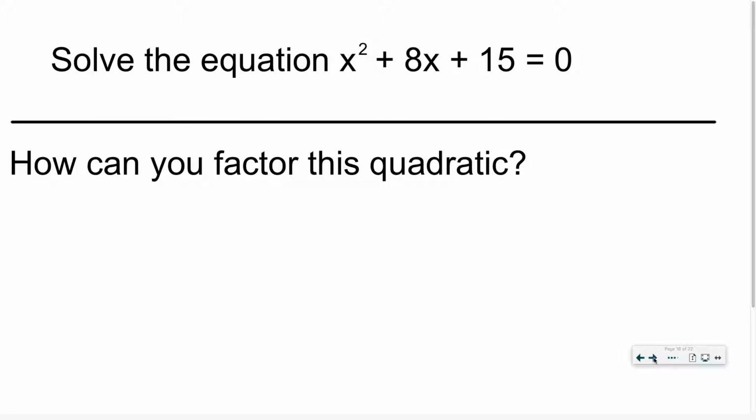Who remembers how to factor that? 15. Okay, we can multiply 15 times 1. Now what? And then find the factors of it that add up to the middle term. Factors of 15, good, that add up to 8. Okay, 3 and 5, and then what can we do with those? And then substitute it.